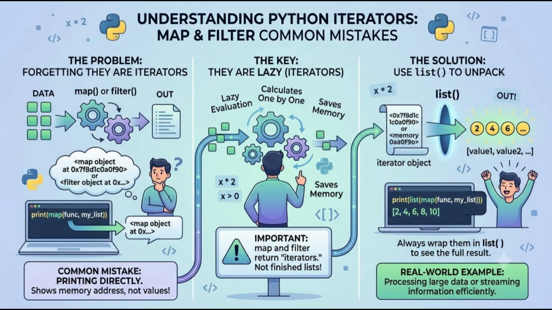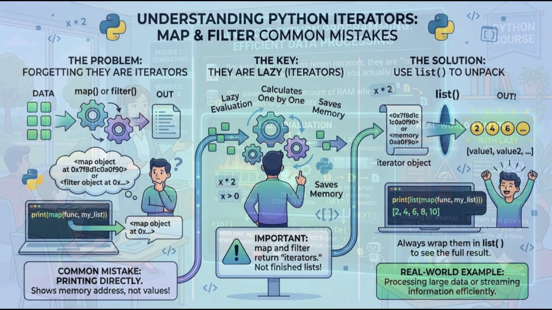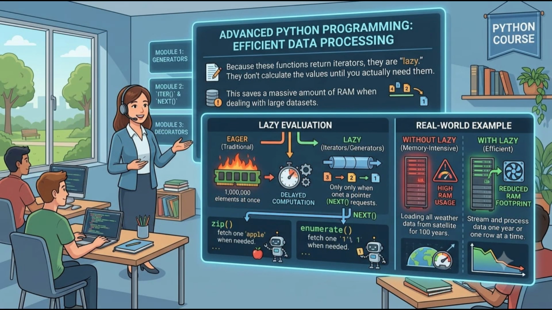A common mistake is forgetting that map and filter return iterators. If you try to print them directly, you'll see a memory address. Always wrap them in list to see the result. Because these functions return iterators, they are lazy. They don't calculate the values until you actually need them. This saves a massive amount of RAM when dealing with large datasets.